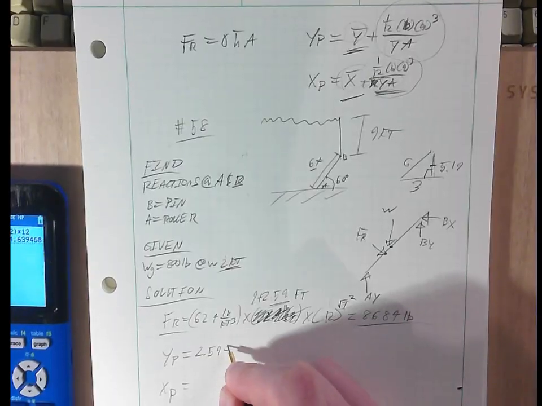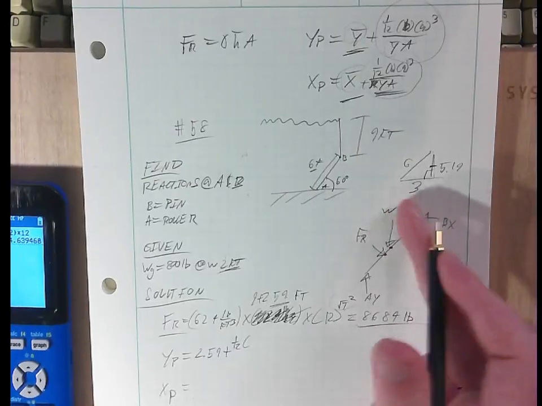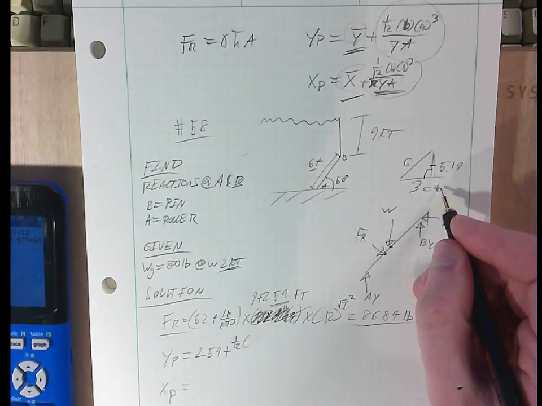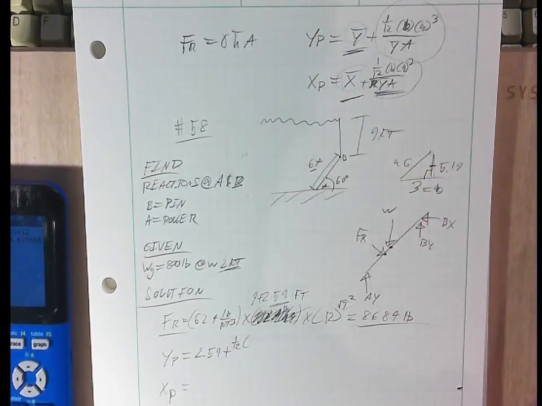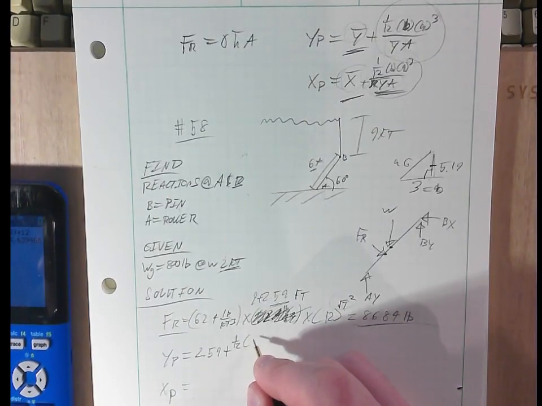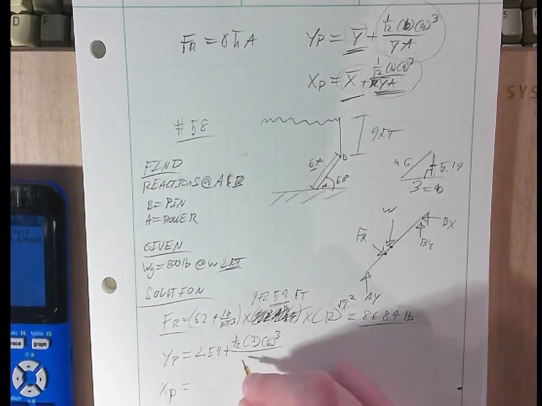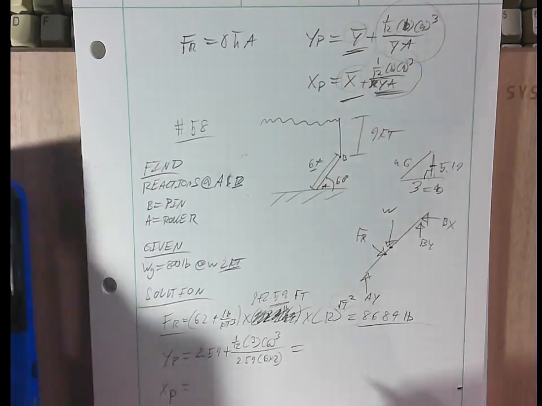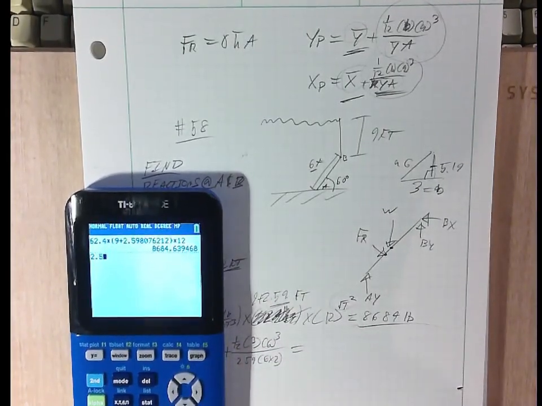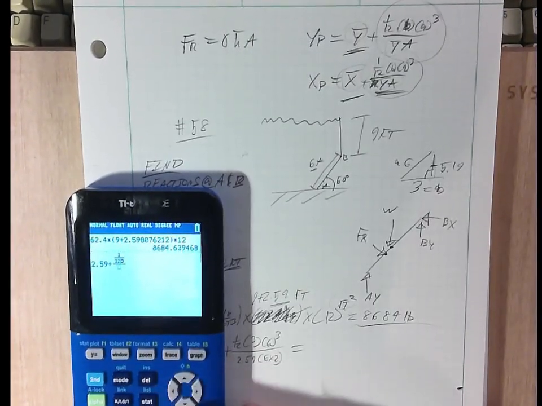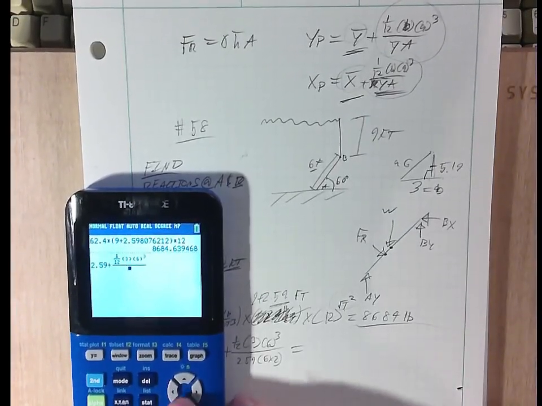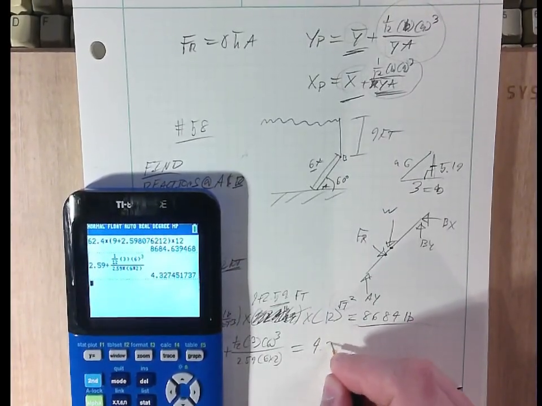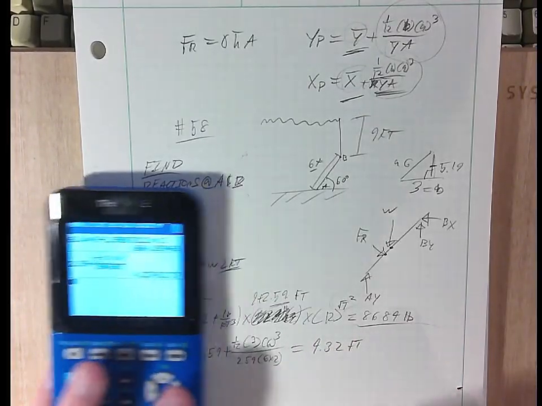So 2.59 plus our 1/12. What's our a going to be? I believe this is going to be B. This is going to be A. This is going to be 3, 6 cubed over 2.59, 6 times 2. That's our area. .32 feet. And now let's do X bar.